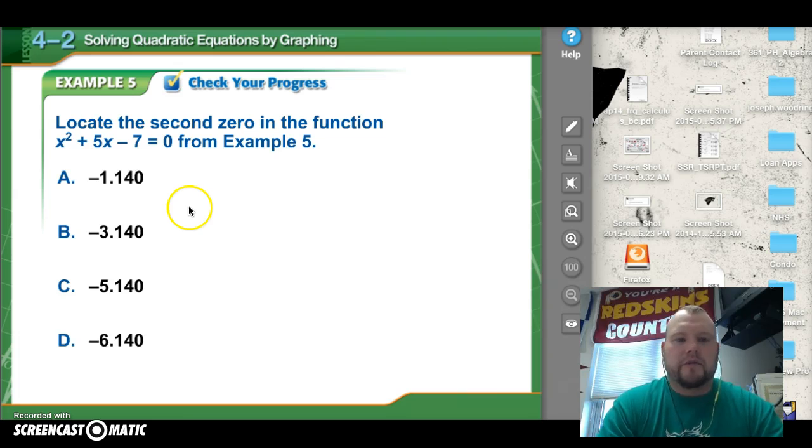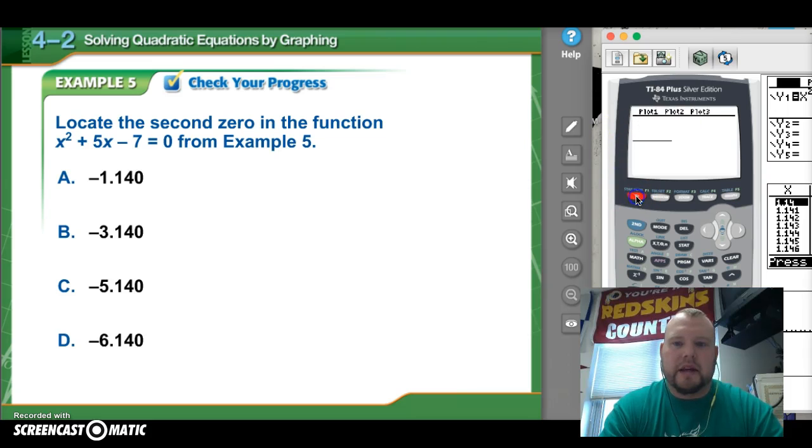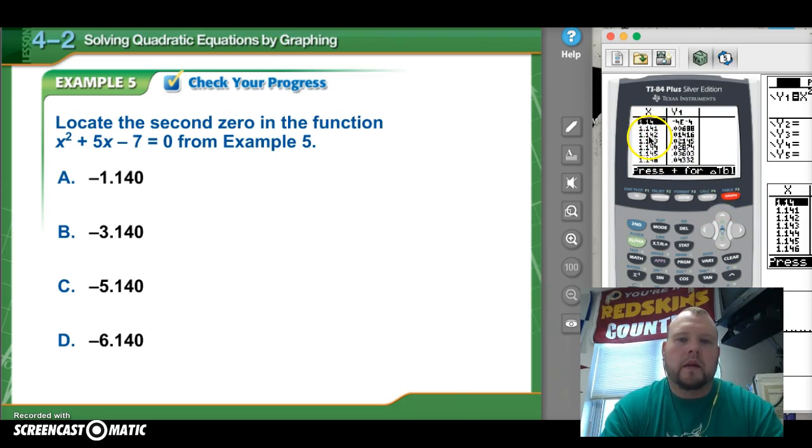Okay, here's a problem for you guys to try on your own. It says to locate the second 0 from the same example. So if you think about this, remember that when I put this function in my calculator over here, x squared plus 5x minus 7, I just started from 0. And when I moved on my table, I noticed that I was getting pretty close to this value around 1.1.